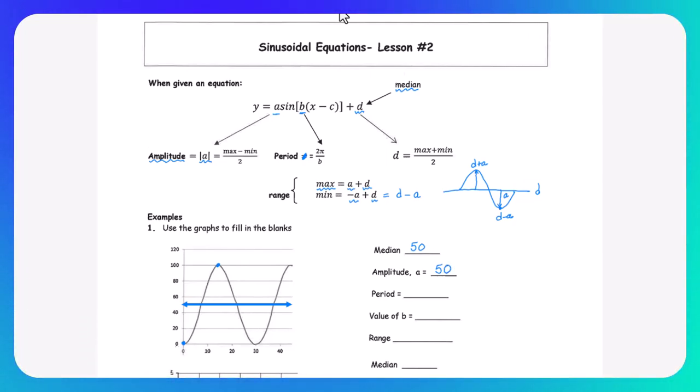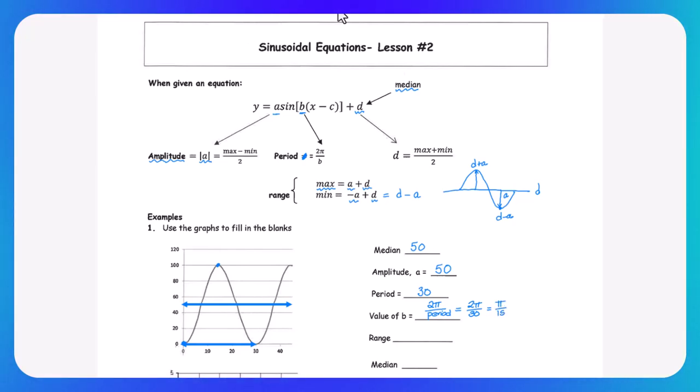What is the period? Well, the period is that length of one complete cycle. Now, in this case, we're going to go from minimum to minimum. So that's going to be 30. And our b value, well, we know that the b value now is 2 pi over the period. Remember, we just flip that equation around, which is 2 pi over 30. And we're going to reduce the 2 over 30 to say pi over 15.